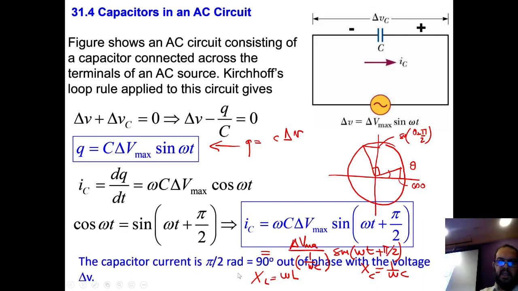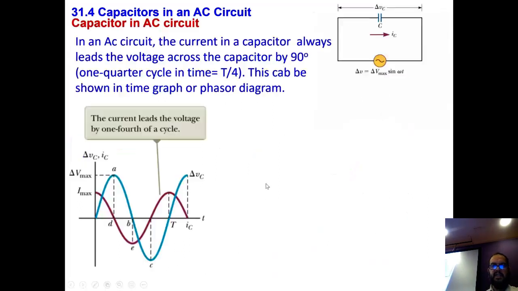So we can see that the capacitor current is pi over 2, 90 degrees out of phase with the voltage, delta V. And now we can see this in a phasor diagram. So pi over 2 corresponds to 1/4 of a period, T. And again, this is really delta V, not delta V of the capacitor. This is the delta V, according to the convention that he took.